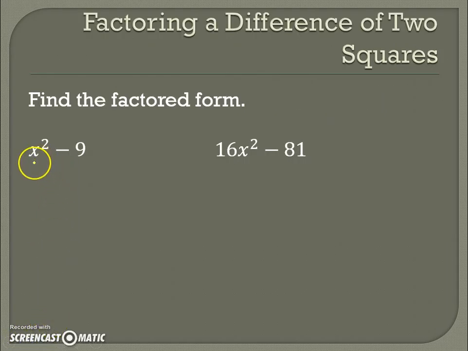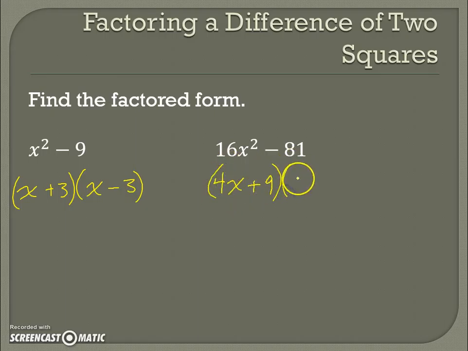So how does this look? Well, I got a perfect square minus a perfect square, so that's going to be x plus 3, the square root of both of them, x minus 3. This one is going to be 4x plus 9, and then 4x minus 9. These should be really, really easy for you guys, especially, I mean, you need to be able to recognize your perfect squares. So if you don't have that list of perfect squares down, you need to get it down and you need to memorize it ASAP.